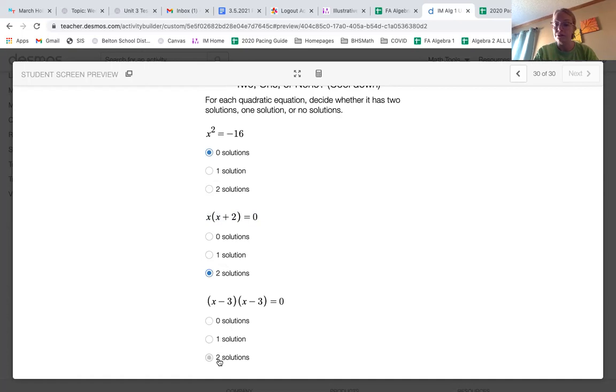Here, a lot of you will want to say 2 solutions, because you know that you're setting each one of these equal to 0. However, if you solve it, x minus 3 equals 0 gives 3, and x minus 3 equals 0 gives 3. So you found 3, you just found it twice. So this would only be 1 solution.